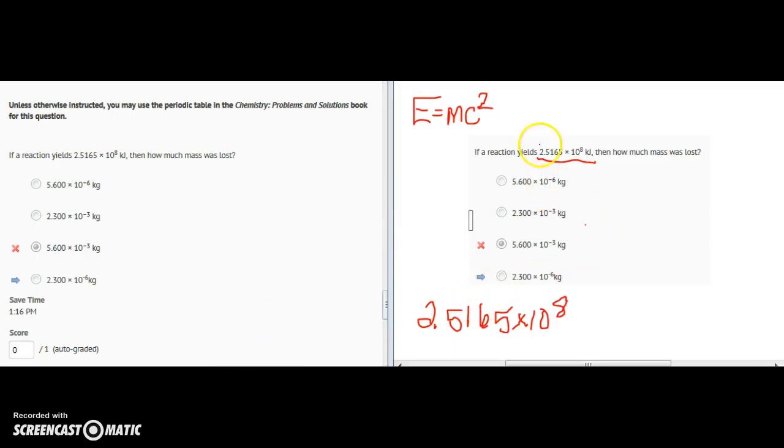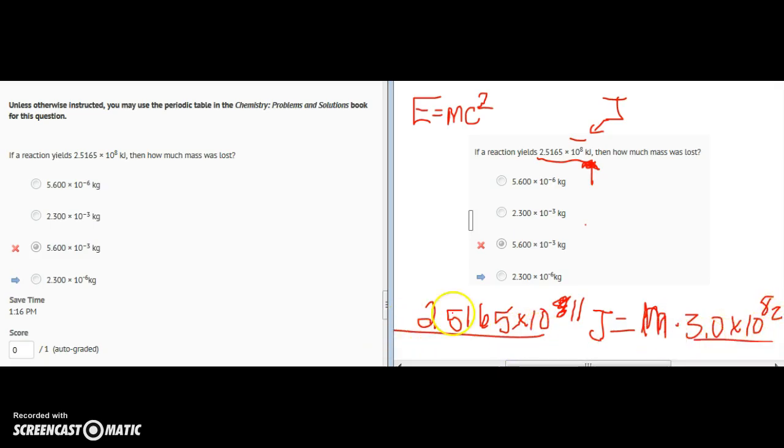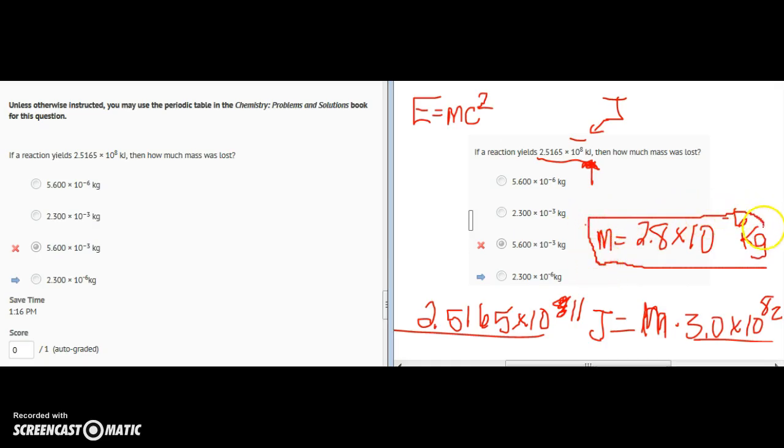Okay, so we have our E equals mc squared. Our reaction yields that many kilojoules, so I want to make sure that's in joules. So if we convert that into joules, and set it equal to our mass, which we're solving for, times 3.0 times 10 to the 8th squared. So divide that out. I actually get mass is equal to 2.8 times 10 to the negative 6 kilograms, which if we look at our options here, we have 5.6, 2.3 times 10 to the negative third, and then 2.3. So the closest option here would be the 2.3.